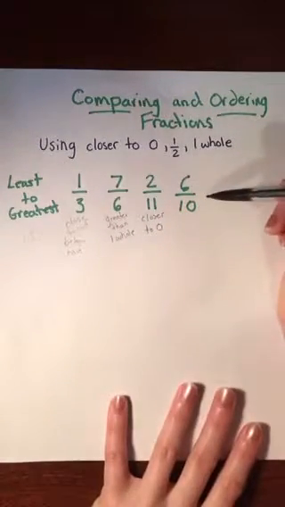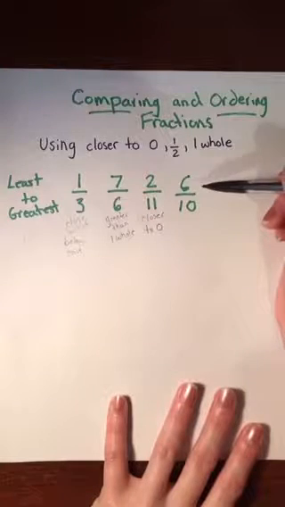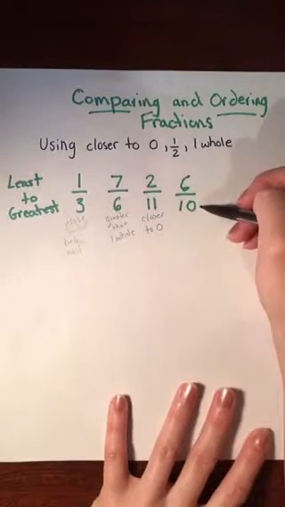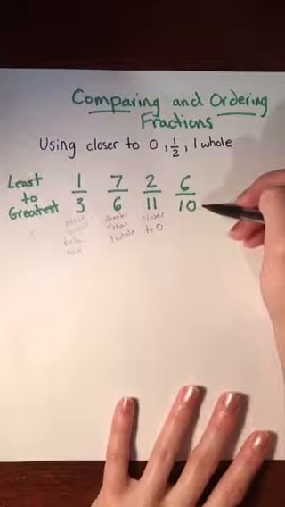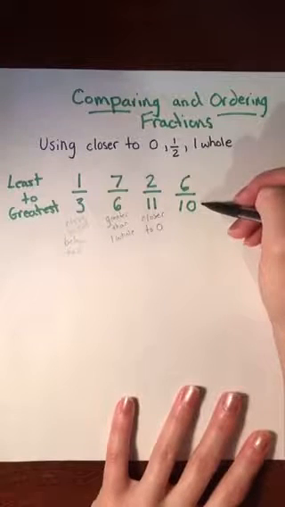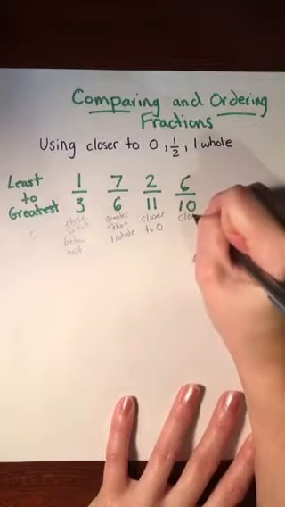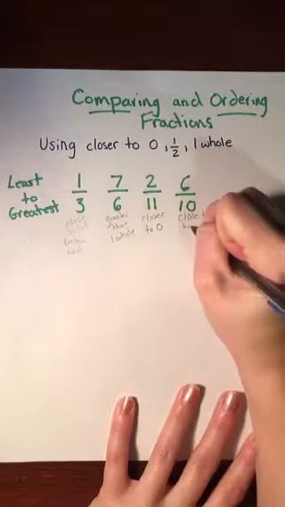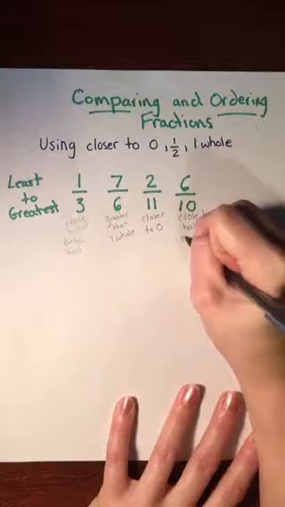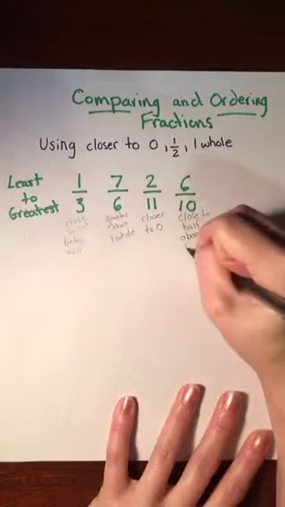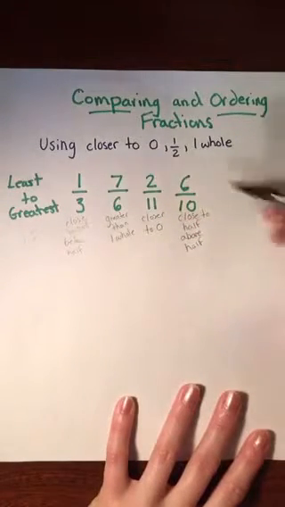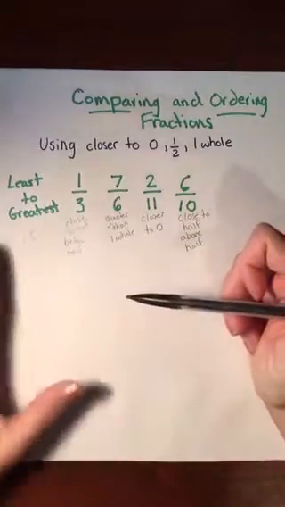Our last fraction here, 6 over 10. If we know that half of 10 is 5, 6 is quite close to half. But it's also over half. So we're going to write close to half, but it's also above half. And you'll see why I wrote above half here.